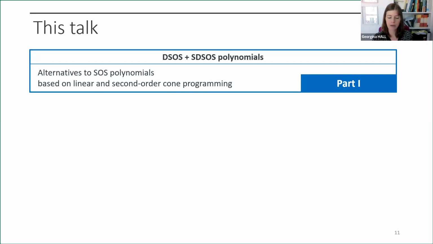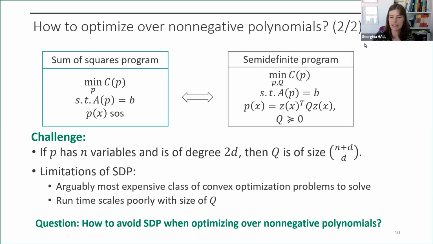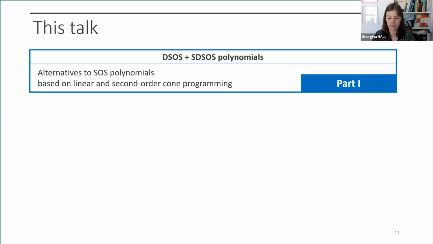So I'm going to be talking about how to replace this positive semi-definite constraint by other constraints which are cheaper. Probably, you know, there's no free lunch, right? So probably at the expense of getting worse quality solutions in some sense. So we're going to be trading off conservatism with scalability. So the mechanism to do this is what we refer to as DSOS and SDSOS polynomials. So I'm going to talk to you about these polynomials in part 1 of this talk.